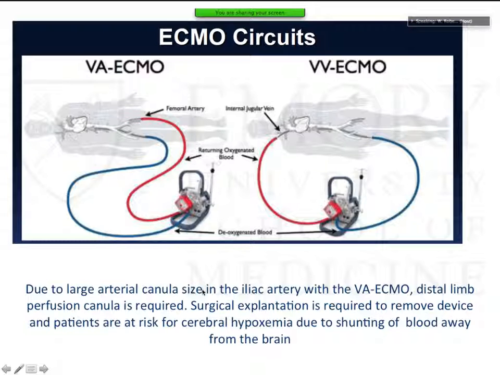Large arterial cannula in the iliac artery with the VA ECMO. There could be distal limb perfusion problems with limb ischemia and require second cannula placement. Surgical explantation is generally required to remove the device with vascular repair, both for the TandemHeart and for the VA ECMO. And patients with VA ECMO are at risk for cerebral hypoxemia due to shunting of blood away from the brain. Another problem with the VA ECMO is the ventricle actually dilates and becomes floppy, and sometimes you have to insert a balloon pump just to shrink the ventricle back in size.